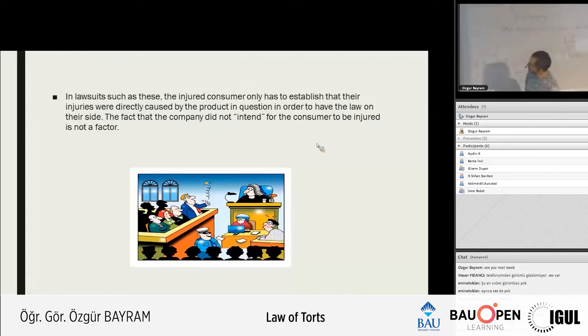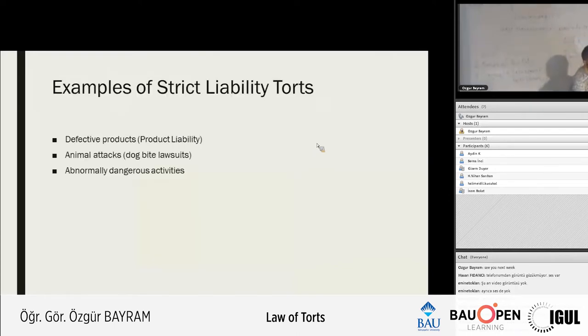In lawsuits such as these, the injured consumer only has to establish that their injuries were directly caused by the product. Okay, we talked about this. So there doesn't have to be intent. Examples of strict liability torts: defective products, animal attacks, when your dog attacks another person. You don't have to prove anything, you're at fault. Abnormally dangerous activities.